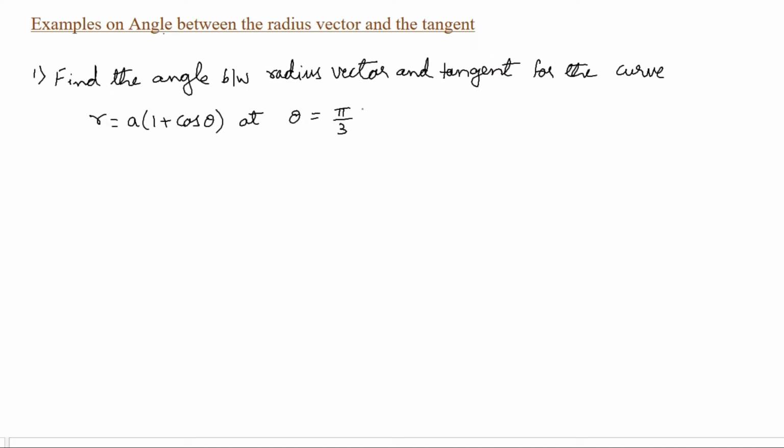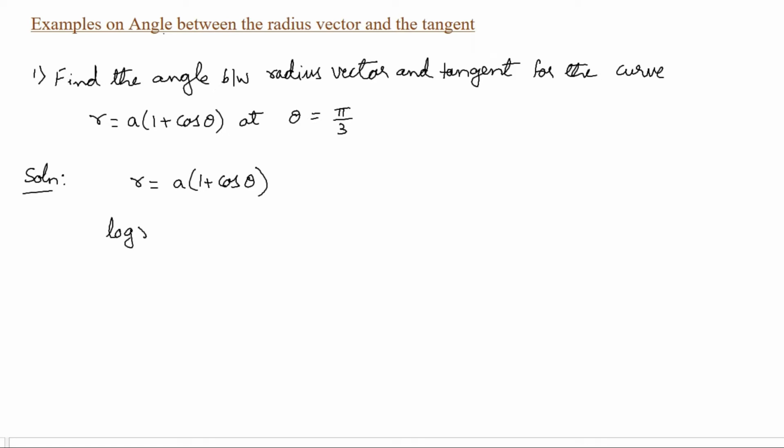So the question is, find the angle between the radius vector and tangent for the curve r is equals to a into 1 plus cos theta at theta is equals to pi by 3. So given the curve r is equals to a into 1 plus cos of theta. To find out the angle between the radius vector and tangent, we'll try to take log on both the sides. So let us take log on both the sides.